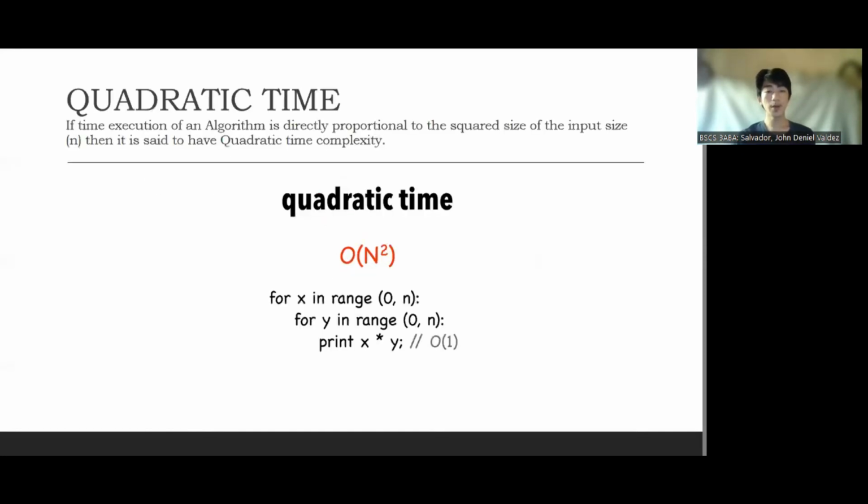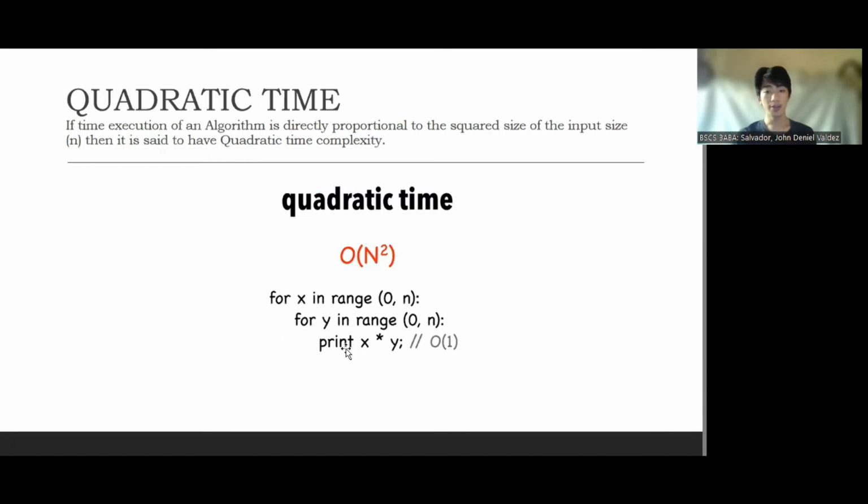Next, quadratic time. If time execution of an algorithm is directly proportional to the squared size of the input size, then it is said to have a quadratic time complexity. Ang sinasabi lang naman sa description nito is nakadepende rin siya sa input size, kagaya nung sa linear time. Pero dito kasi, directly proportional to the squared size.